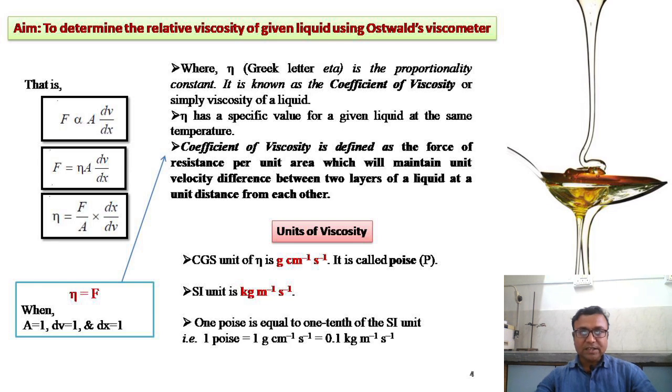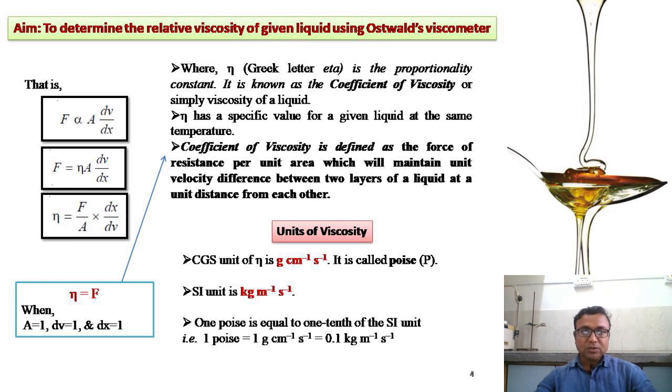eta, and this eta is a Greek letter called the coefficient of viscosity, or simply the viscosity of the liquid. If we rearrange this equation for the coefficient of viscosity eta, it becomes eta is equal to force divided by area multiplied by dx by dv.